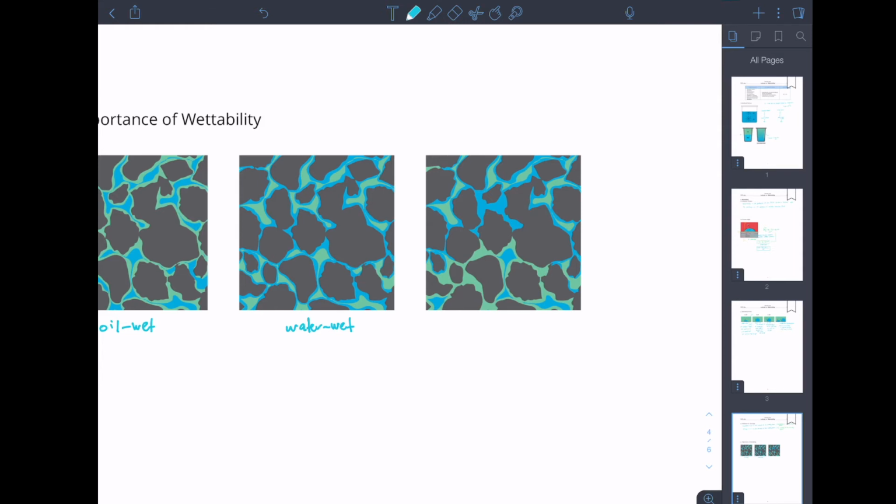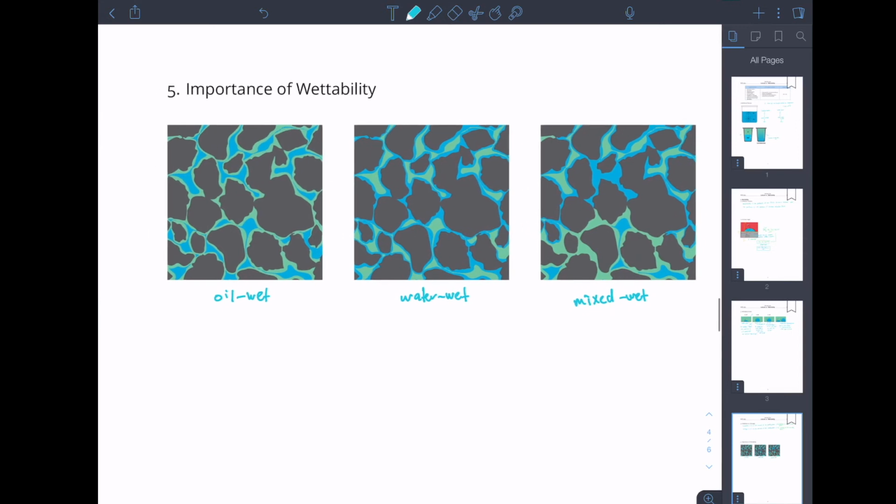And the last one over here is that the system is mixed wet because there are actually regions in the system that are water wet and there are regions that are oil wet. The lower part is oil wet while the upper one is water wet. So it exhibits both fractions, water wet and oil wet.